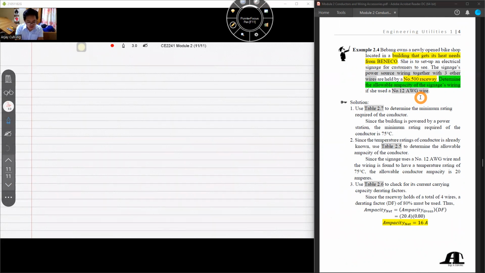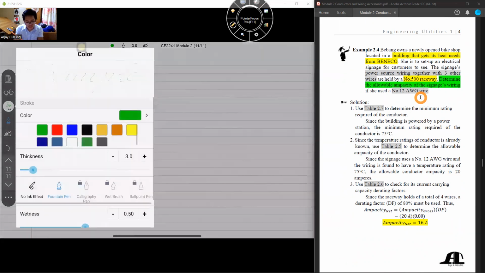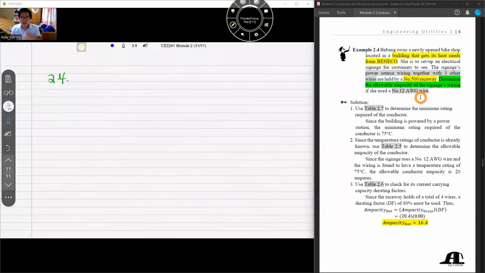Okay. So again, example 2.4. Okay. So first up class, syempre given muna. Basahin na natin yung problem, class. So Bebang owns, meron daw siyang bagong bike shop, class. The building is located, it gets its heat from Beneco. So yun. So gusto niyang gumawa, class, ng signage, power source wiring together with 3 other wires will be held by a number 500 raceway. So determine the allowable ampacity of the signage wiring if she used a number 12 wire.